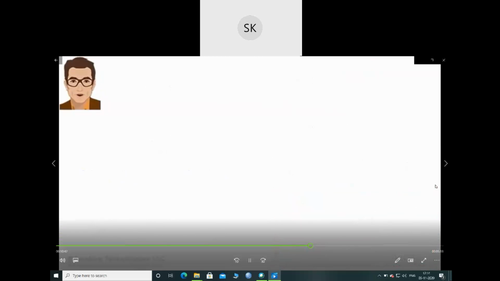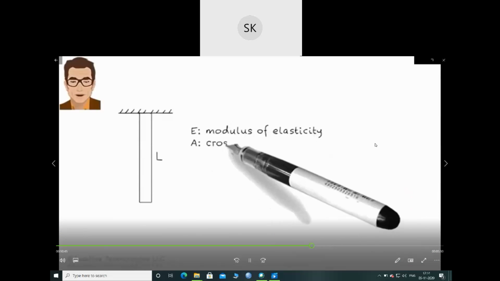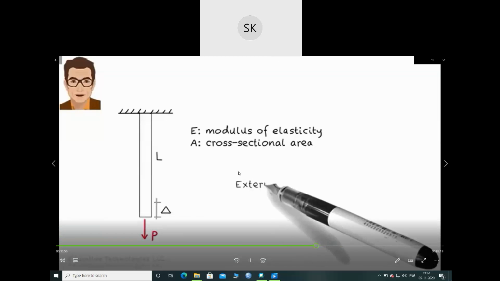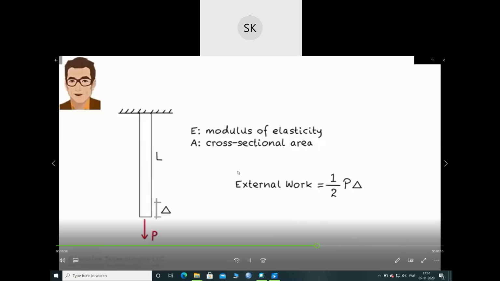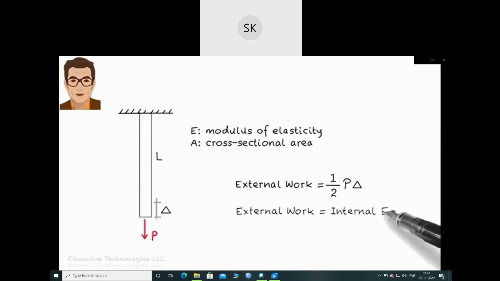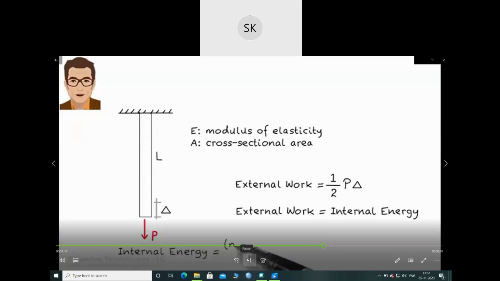principle. Consider a straight bar of length L subjected to an axial force of P. The load causes the bar to elongate. Let's refer to this elongation as delta. Then, the external work done by P is 1/2 P delta. According to the work energy principle, the external work has to be equal to the internal energy stored in the bar. In this example, the structure consists of one member only.